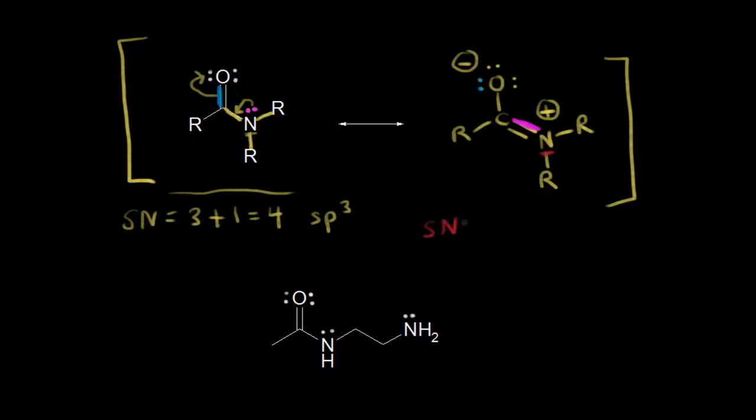Steric number is equal to the number of sigma bonds. So here's a sigma bond, here's a sigma bond. And for our double bond, we know one of them is a sigma bond and one of them is a pi bond. So we have a total of 3 sigma bonds around our nitrogen. 0 lone pairs of electrons, so 3 plus 0 gives us a steric number of 3. That implies 3 hybrid orbitals, which means sp2 hybridization, and a trigonal planar geometry around that nitrogen.